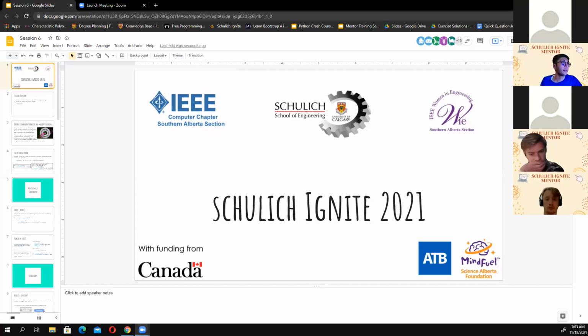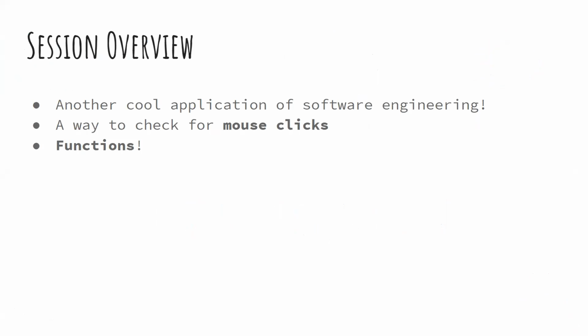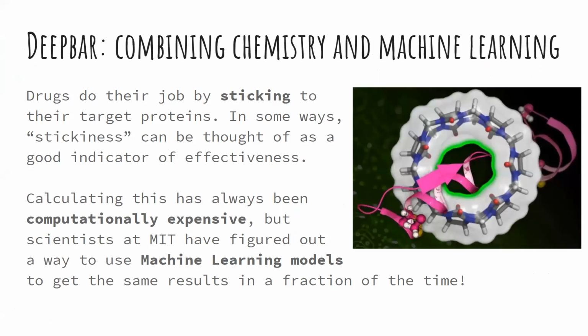So let me just go present you. All right. So for today's session, we'll be talking about an application of software engineering, one we've already mentioned in one of the previous sessions. The next part would be a way to actually check for mouse clicks. We've dealt with that in one of the previous sessions, probably session 5, and we're going to learn another function that's related to mouse clicks. And the third part would be the most important one, that would be functions.